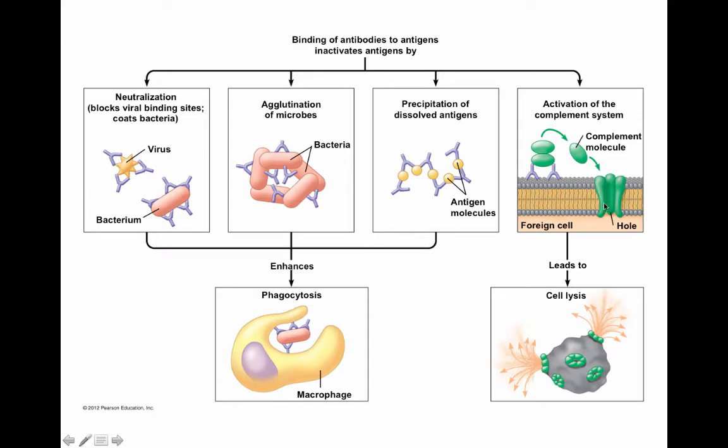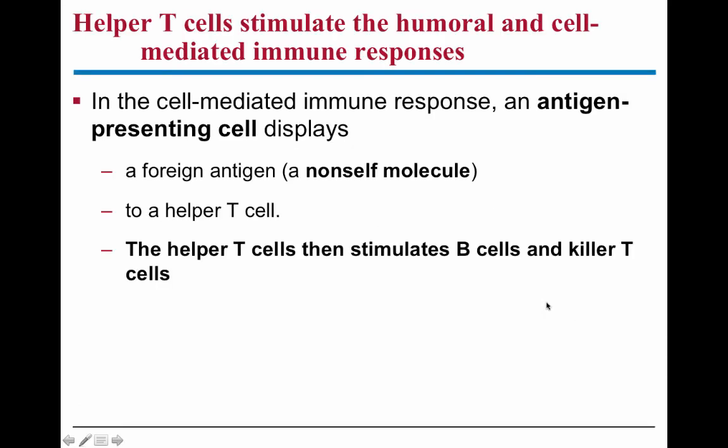They actually insert themselves into the membrane of the foreign cell and produce a hole, like a channel. They can do this in multiple places on the surface of the cell, and the cell will then not be able to withstand osmotic pressure. Fluid's going to rush in or out, and it's going to lyse and die. All right.